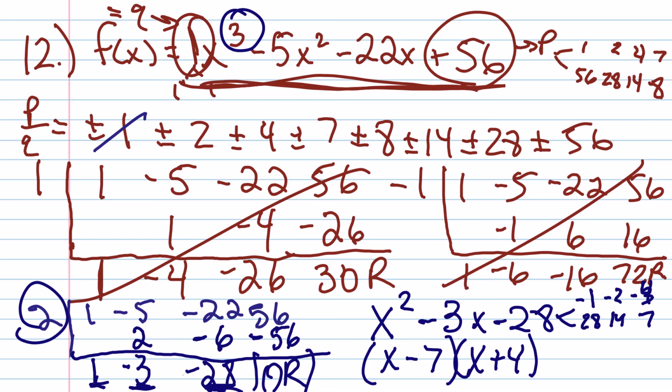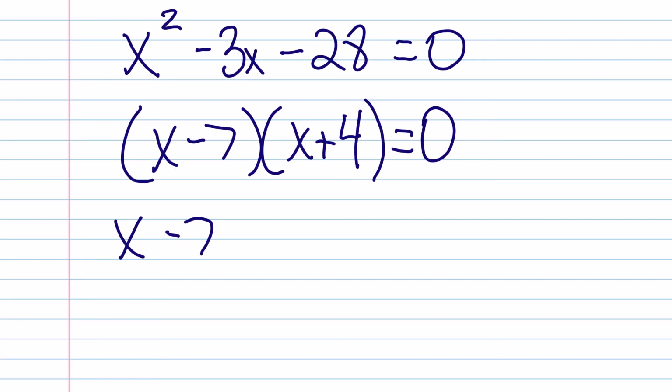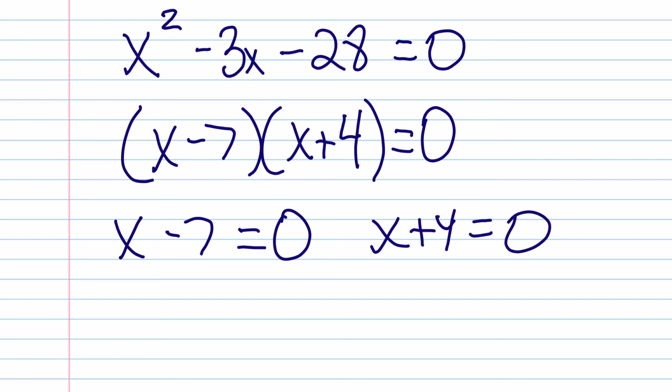Now remember, you're going to set this equal to 0. Alright? Then once you set x squared minus 3x minus 28 equal to 0, you factored it like we just did, you get to set each set of parentheses equal to 0. So then I get x is equal to 7 when I add 7 to both sides, and then x is equal to negative 4 when I subtract 4 from both sides.